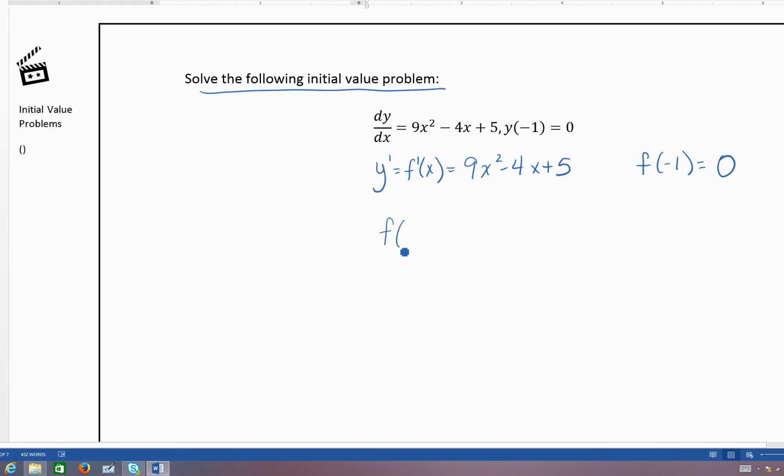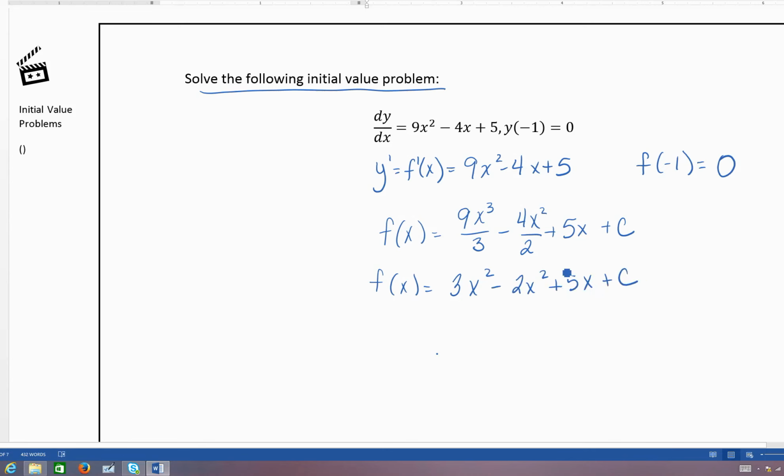So f of x, we're going to take the antiderivative here. So we'd have 9, we'd raise that to x cubed, divide by 3, minus 4x squared over 2 plus 5x, and then we'd say plus c. Now we can clean this up a little bit and just say f of x. We can do 9 divided by 3, which would be 3x cubed minus 2x squared plus 5x plus c.